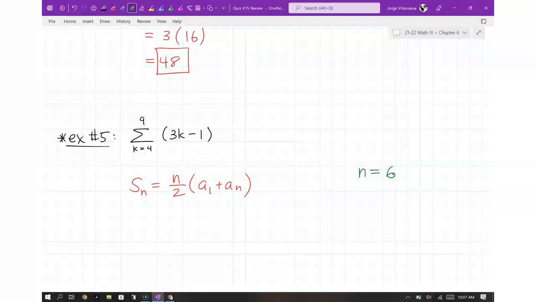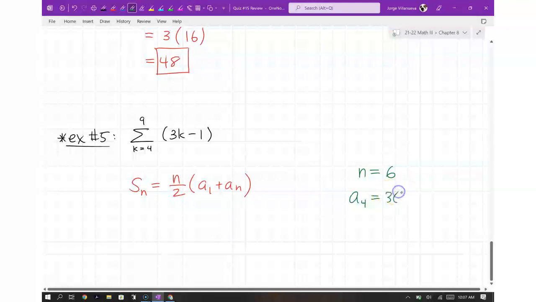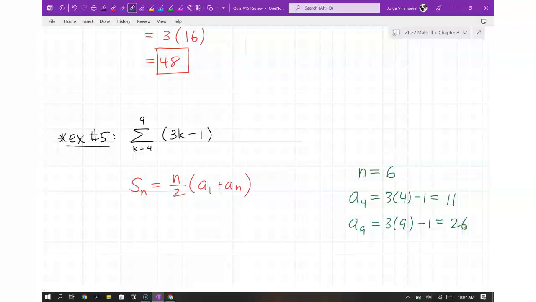All right. Now I got to figure out my first term, which is not a sub 1. What's my first term? A sub 4, right? That's my first term because I'm starting from 4 to 9. So a sub 4, that'd be 3 times 4 minus 1. That's 11. Because that's 12 minus 1. My last term is a sub 9. 3 times 9 minus 1. That's 26. So that's 27 minus 1. So I have my air quotes first term, that's a sub 4, and my last term, that's a sub 9.